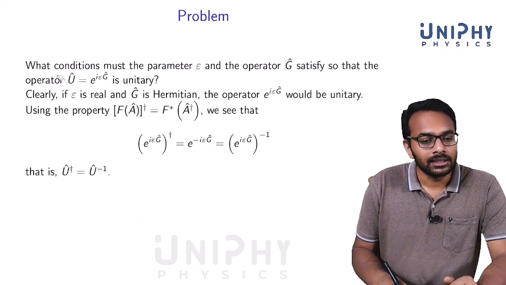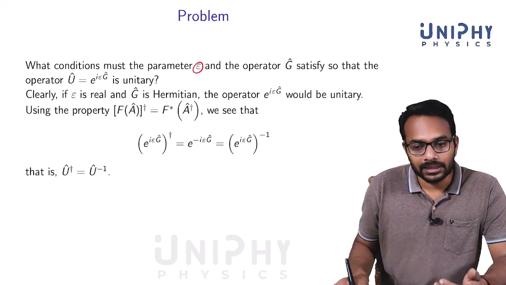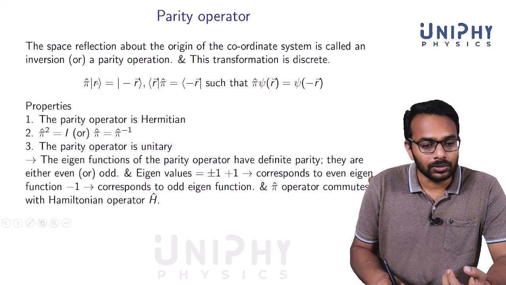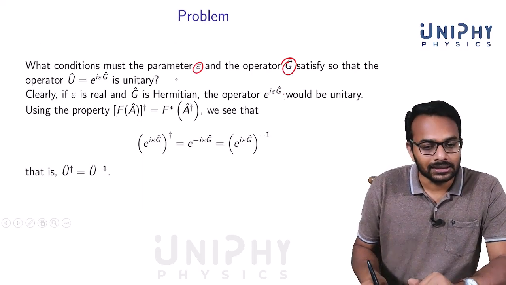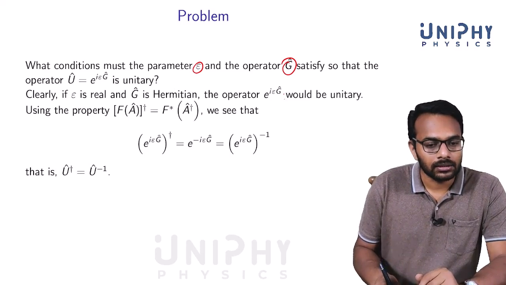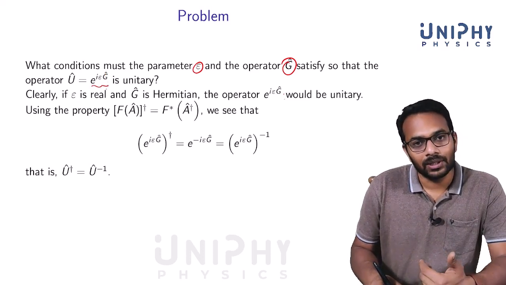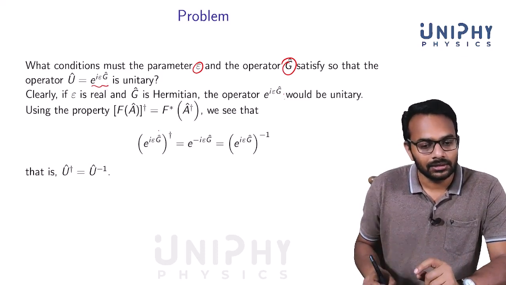Here is a simple problem. What conditions must the parameter epsilon and the operator g satisfy so that the operator U is equal to e raised to i epsilon g? So we have constructed an operator here, U equal to e raised to i epsilon g. We need to check what conditions epsilon and g must satisfy so that this is unitary. It's easy to check.